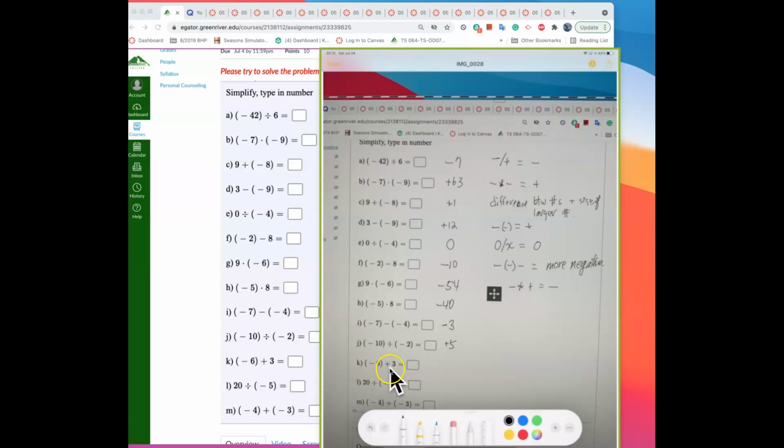We got -6 plus 3. Signs are different. We've got -6 and +3. The difference between those two numbers is 3. And 6 has a greater absolute value. It has a negative sign. So a negative sign survives on our answer.